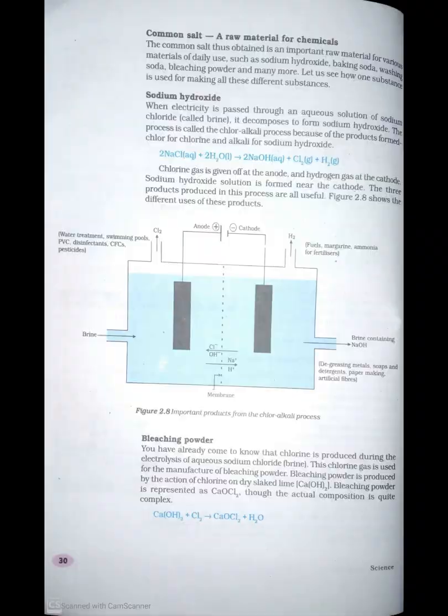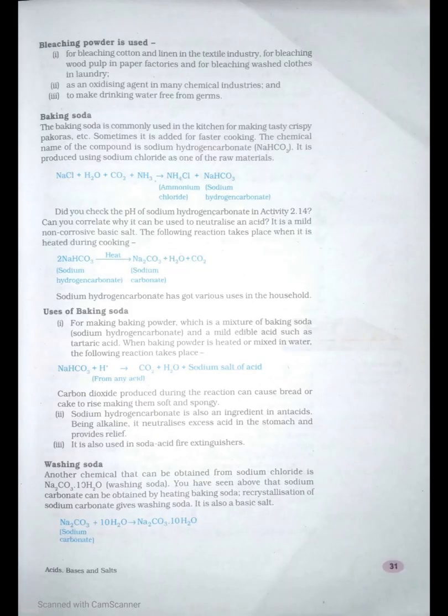Page 31. Bleaching powder is used: 1. For bleaching cotton and linen in the textile industry, for bleaching wood pulp in paper factories, and for bleaching washed clothes in laundry. 2. As an oxidizing agent in many chemical industries. And 3. To make drinking water free from germs.